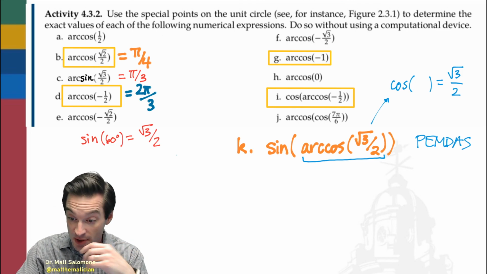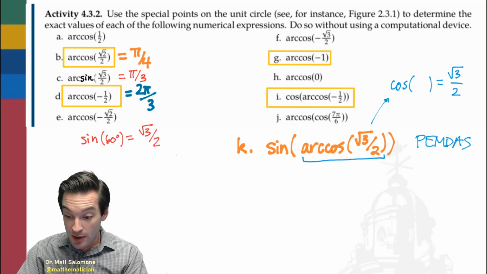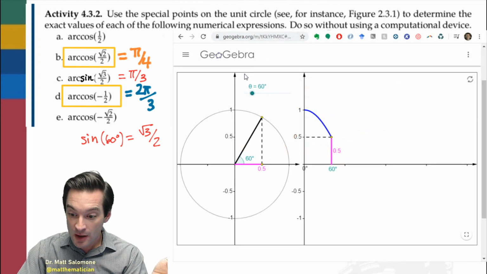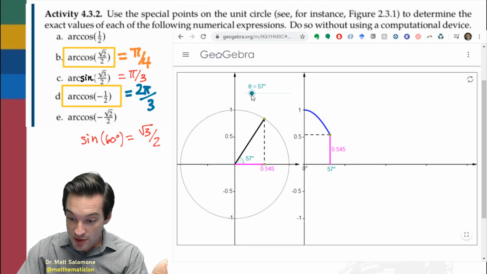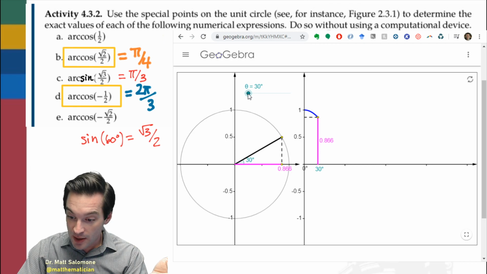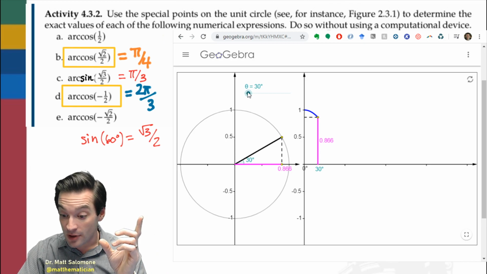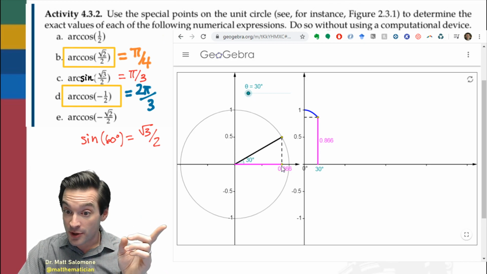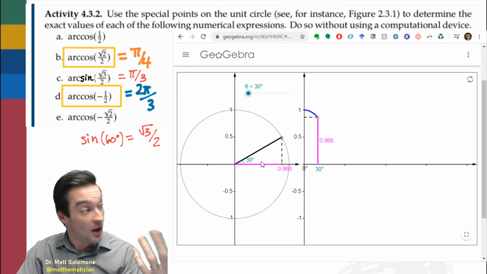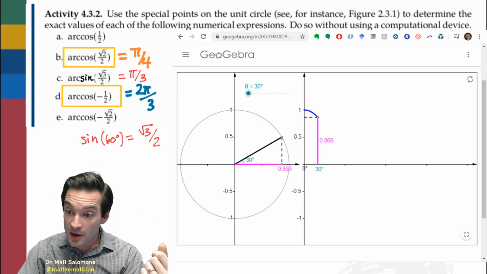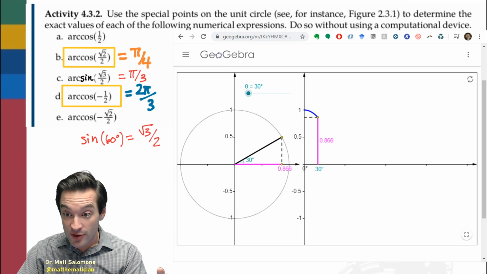So, just as we did before, we can use our knowledge of the unit circle to answer that question. So if I want an angle whose cosine is the square root of 3 over 2, I'm going to change this angle here until I get 0.866, that's square root of 3 over 2, as the horizontal coordinate. That corresponds to an angle of 30 degrees. 30 degrees is otherwise known as pi over 6 radians.